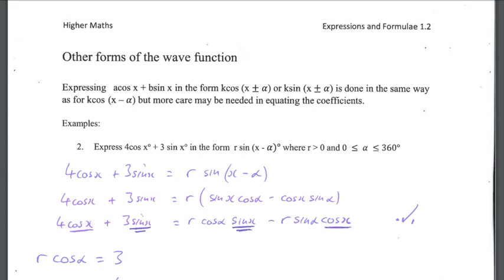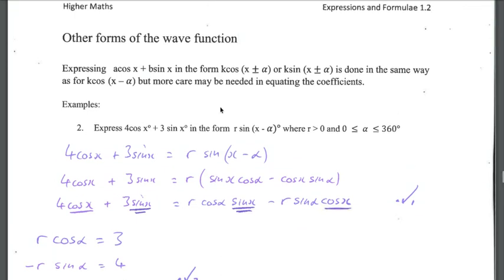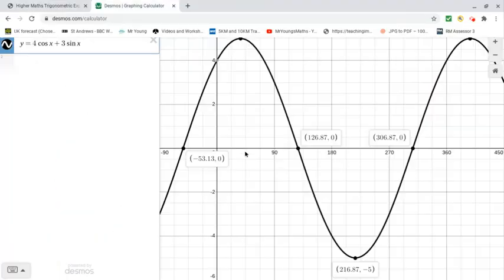Hello and welcome back to Higher Maths Trigonometric Expressions, the wave function. So we're just going to have a look at another example here. Express 4 cos x plus 3 sin x in the form r sine bracket x minus alpha, where r is greater than 0 and alpha is between 0 and 360. So again, 4 cos x plus 3 sin x, and let's have a quick look at what that looks like.